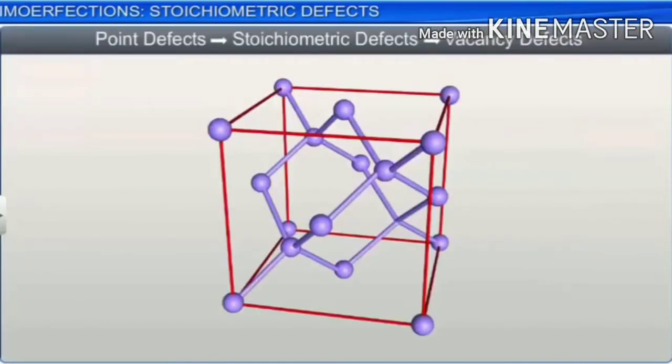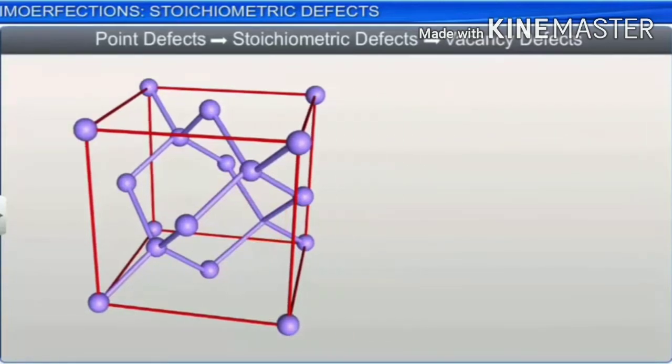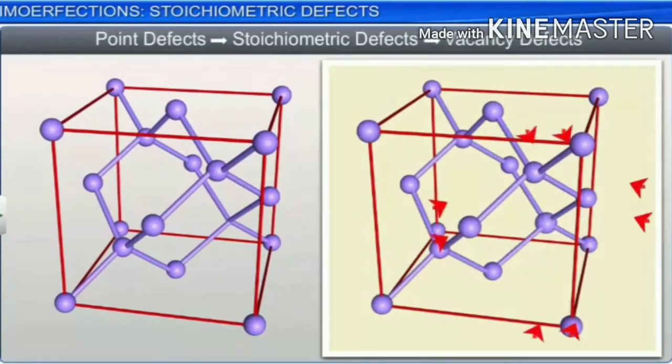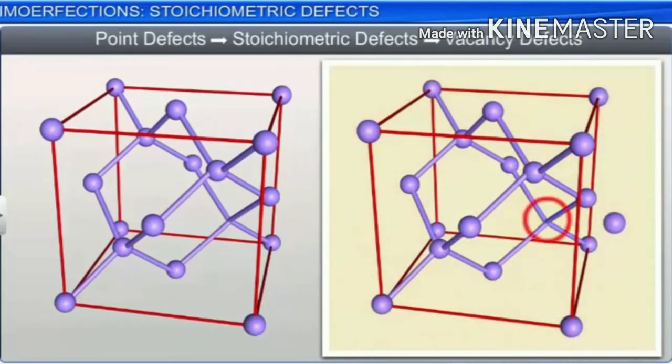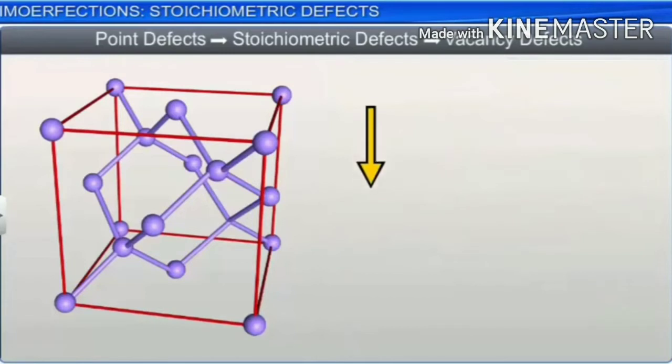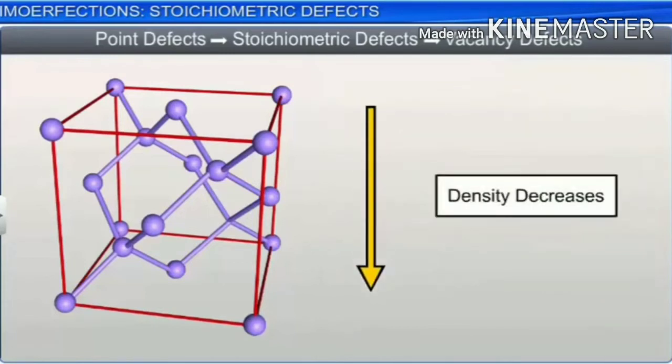The defect in which a constituent particle is missing from the crystal lattice is known as a vacancy defect. This defect develops when a substance is heated. You can clearly observe from this figure that some of the constituent particles are missing from the crystal lattice. As a result, some vacancies are created. The major consequence of a vacancy defect is that the density of the substance decreases.